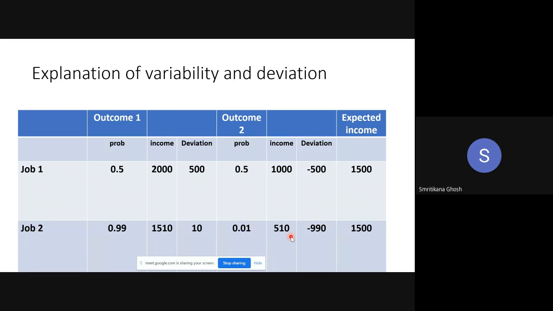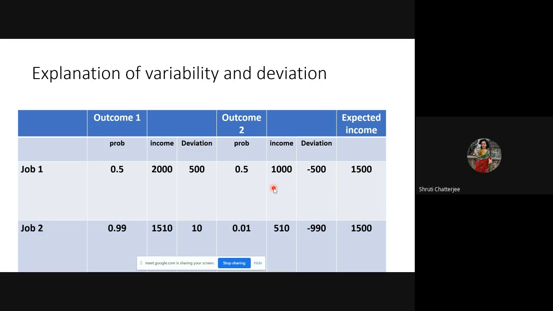First of all, expected income is not helping you. Then you think, okay, I'm going for the range, from where to where my income can vary. And here also you are very frustrated, because for both the jobs, the deviation or the range of variation of your income is the same. So range is also not helping you to take the decision. Do you understand my problem? Yes.